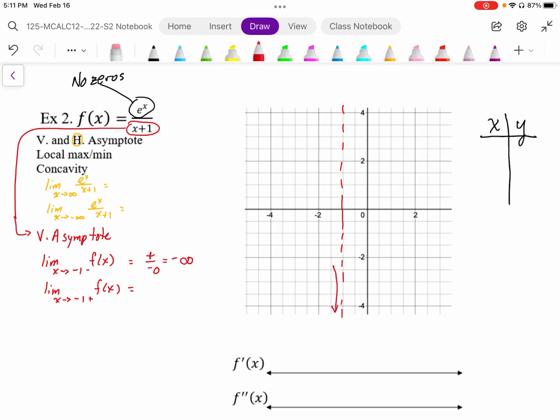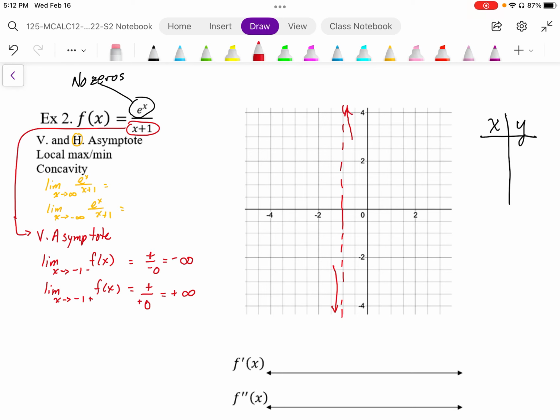Looking at it from the right-hand side, as I approach -1 from the positive side, for example -0.99, that's going to give me positive in the denominator. So I'm approaching 0 from the positive side. Again, dividing by 0 gives me infinity. From the sign analysis, positive 0 is going to give me positive infinity. So on this side, it looks like it's going to go up towards the asymptote.